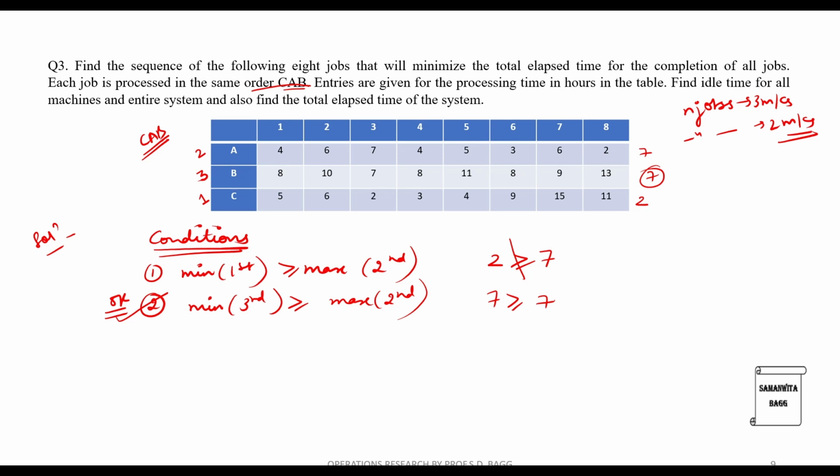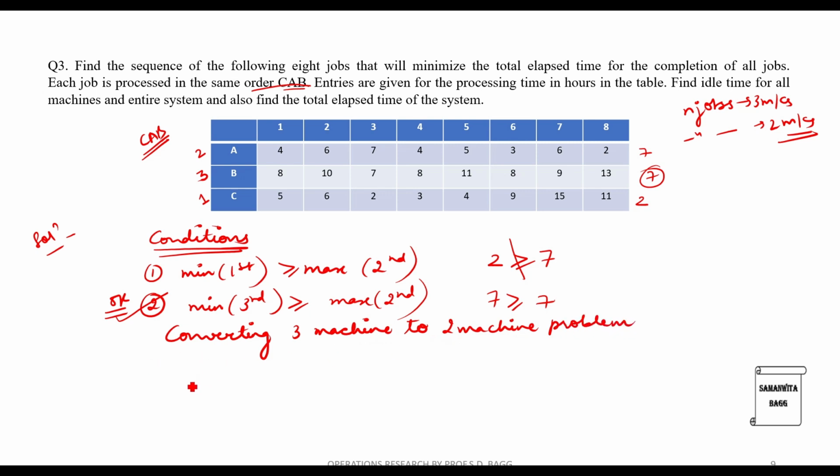For finding the optimal sequence, we are doing this because, as you have seen, optimal sequence requires only 2 machines. So here we cannot do that directly. For that I am converting the three machine to 2 machine problem.